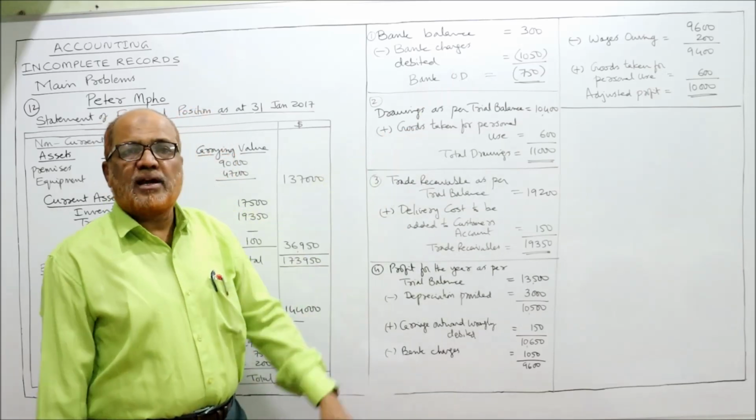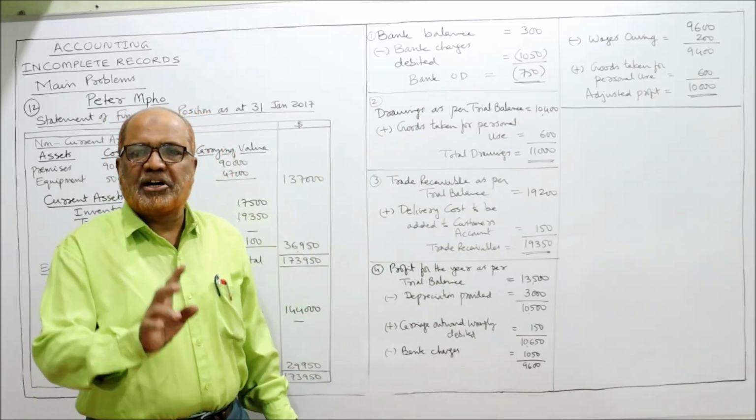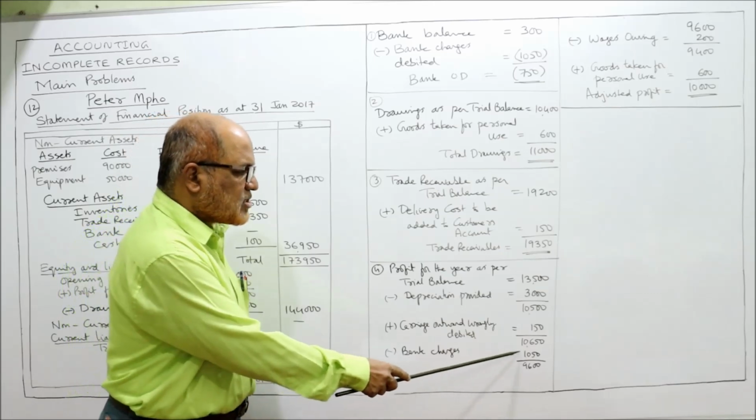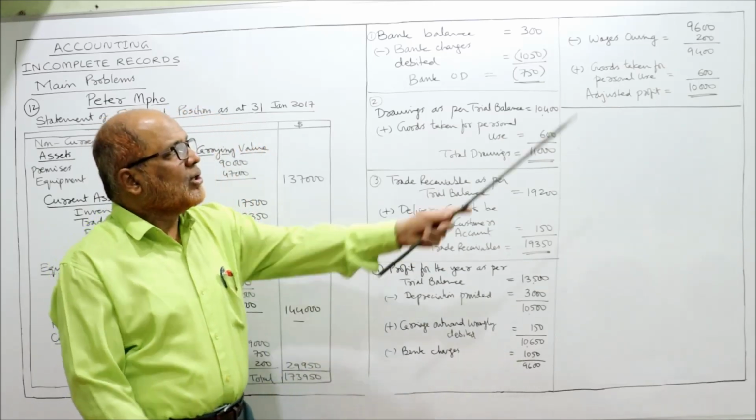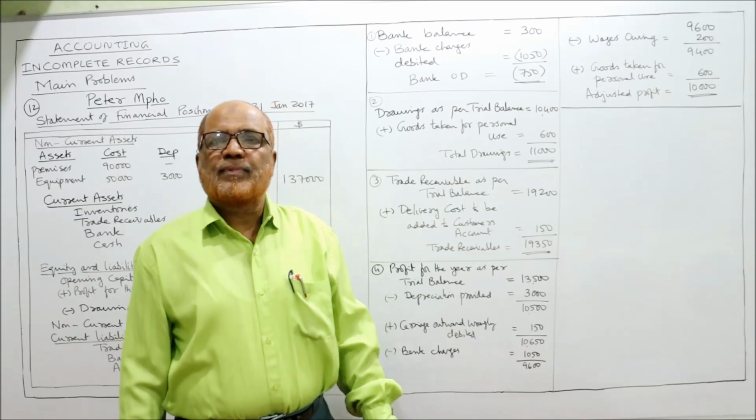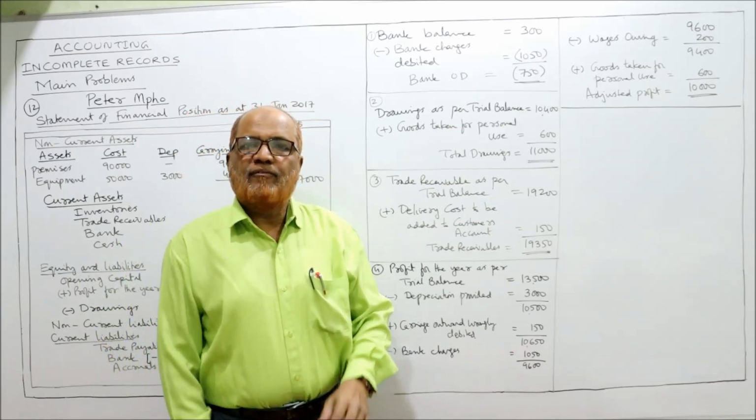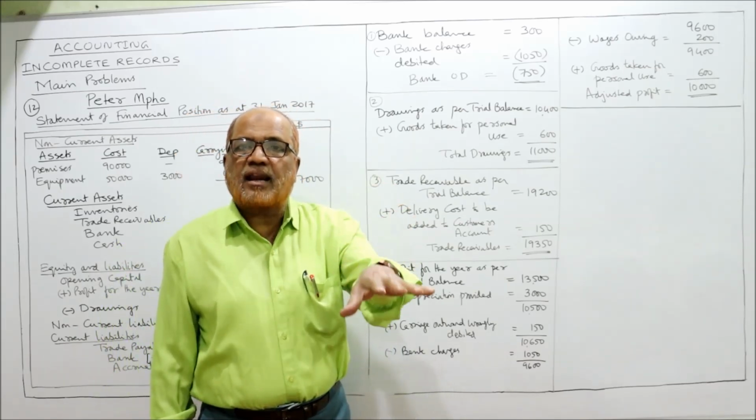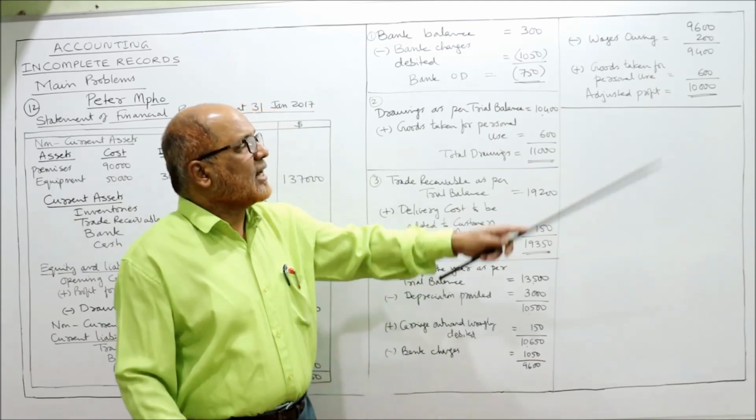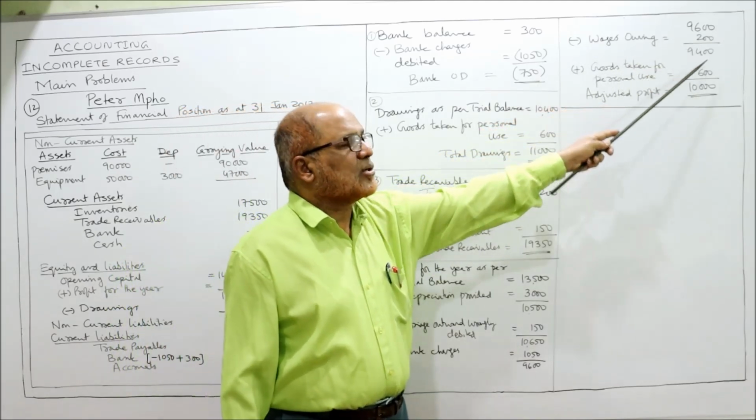Then bank charges. Bank charges is an expenditure, so all expenditure should be deducted. So 1,050 bank charges deducted, 9,600. From 9,600 deduct wages owing. Wages outstanding is the current year's wages. So outstanding wages 200 deducted, 9,400.